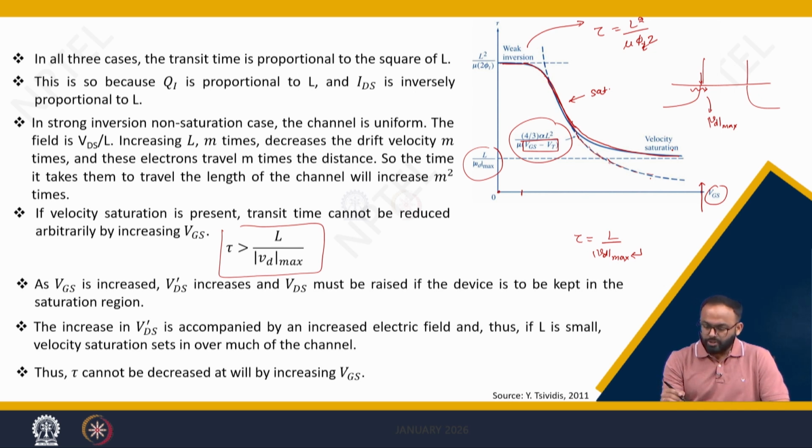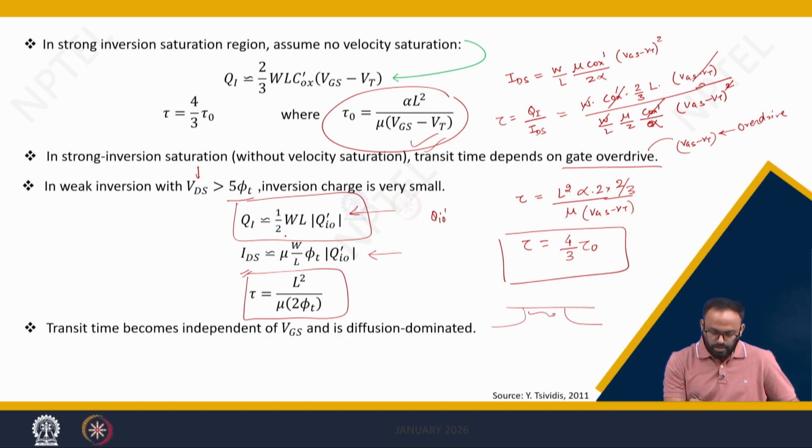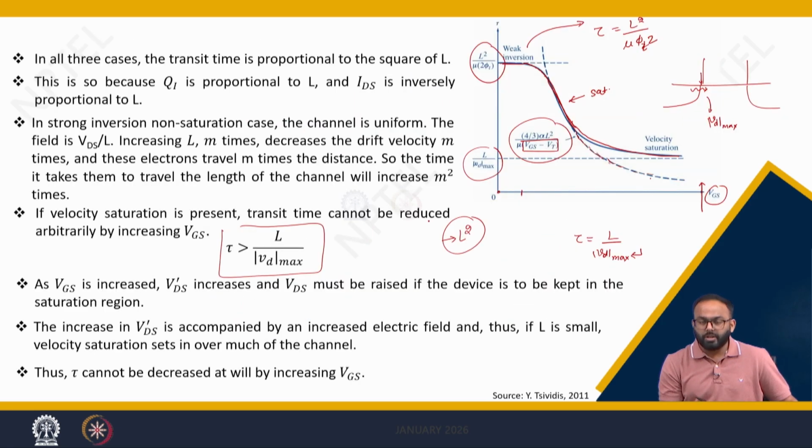Interesting to see, the transit time everywhere depends on L square, right? In all the cases, whether weak inversion, strong inversion, or strong inversion non-saturation, your transit time is dependent on L square. How can we physically relate this? Suppose your carrier is starting its journey at 0 and going to this point L. It takes the time tau is equal to L by Vd, where Vd is the drift velocity. Now suppose you increase the length by m times and decrease the velocity by m times.